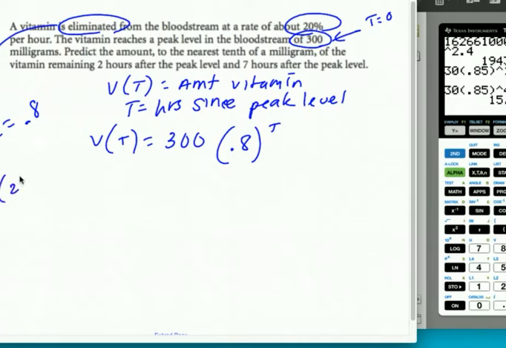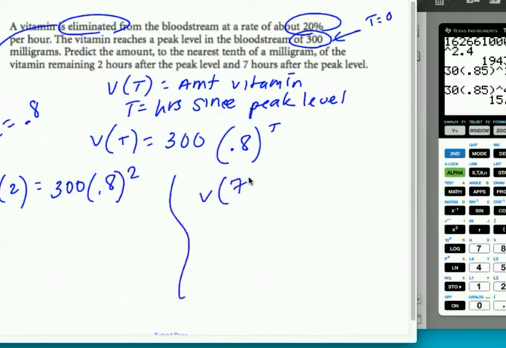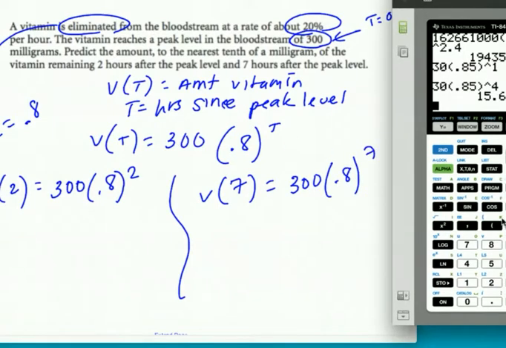The two things I'm being asked to find are V of 2, which would be 300 times 0.8 to the second, and V of 7, which would be 300 times 0.8 to the seventh. Again, we're going to use our calculator to find both of those. So we're going to do 300 times 0.8 to the second, and then hit second enter, and do the same thing with a 7. Again, there's no reason to make your life harder. So there's both of my values.